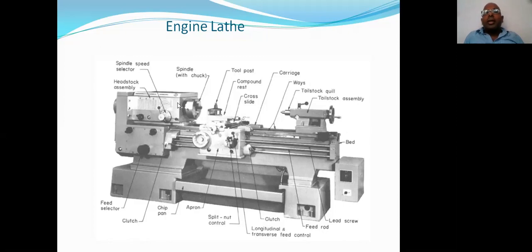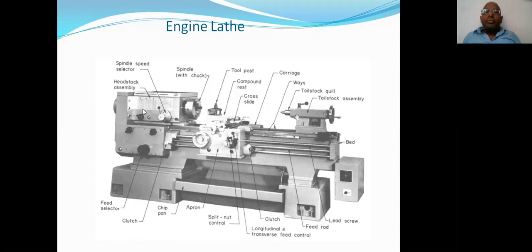This headstock carries many different elements. In order to provide variable speed, it has one speed selector. The speed selector is connected with a gearbox. Inside this headstock, one gearbox is provided. The gearbox transmits the required speeds. In that way, the components are provided with variable or suitable speeds.